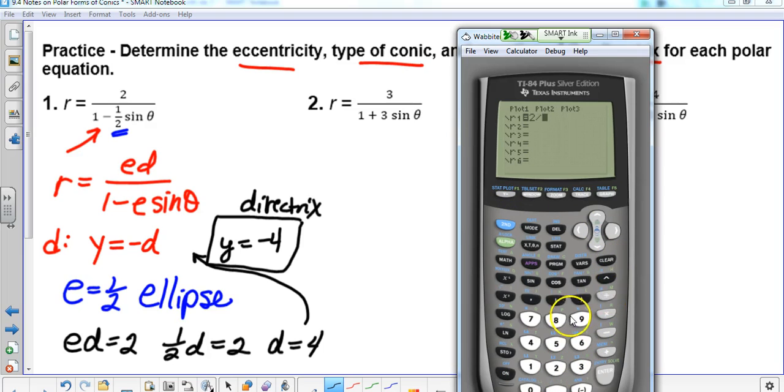Two divided by, I'm in polar mode, and radians with a 2 pi setting on there. 1 minus 0.5 sine theta in the denominator with parentheses around it.